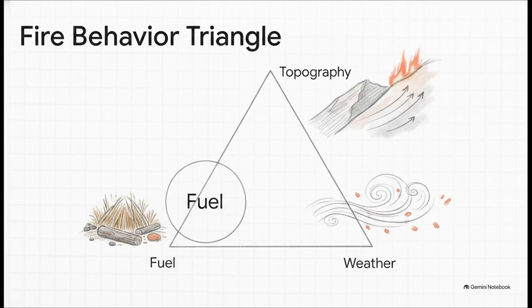Now here is the real kicker. Since we obviously can't flatten a steep mountain slope and we can't just turn off a hot downslope wind, all of our analytical design has to focus relentlessly on manipulating the fuel. It is literally the only variable we have power over.